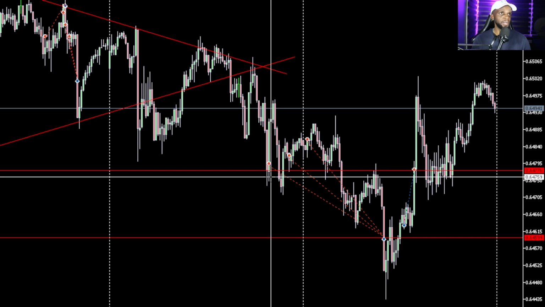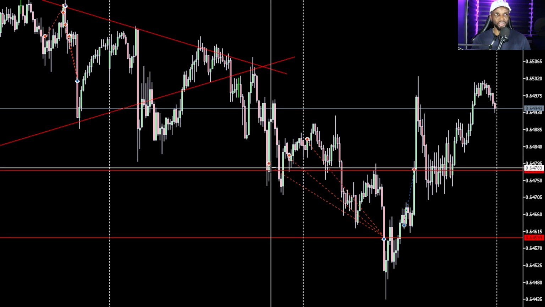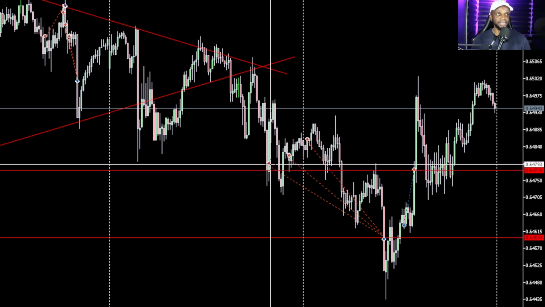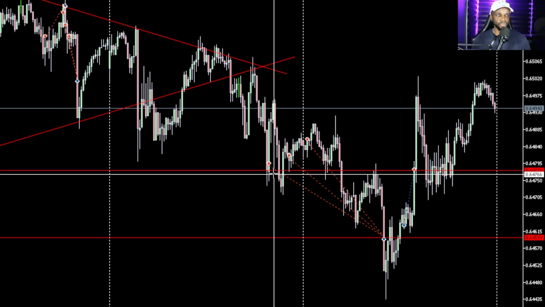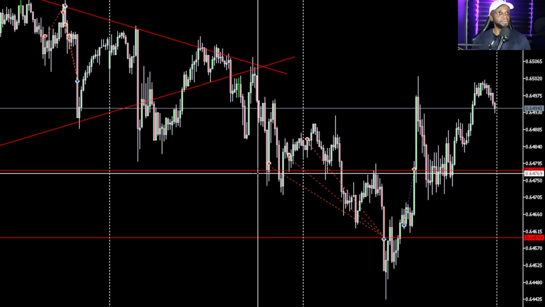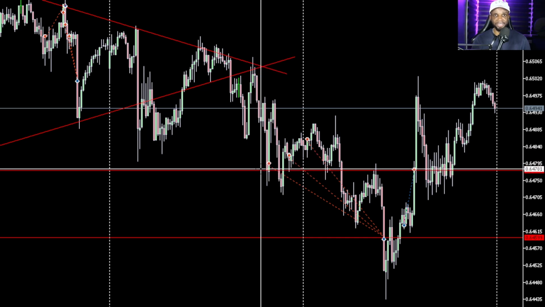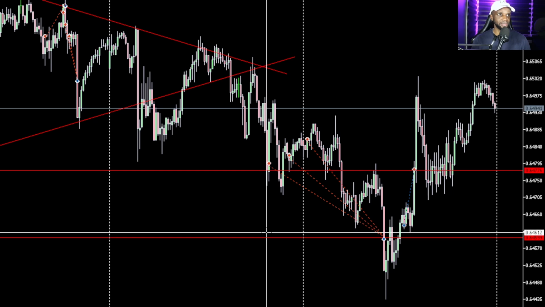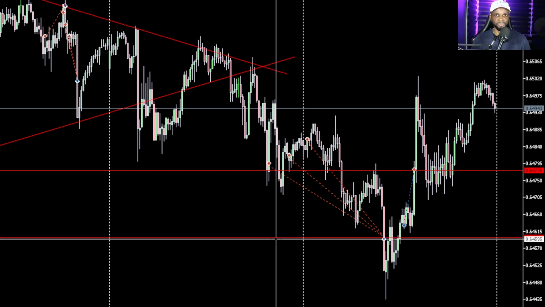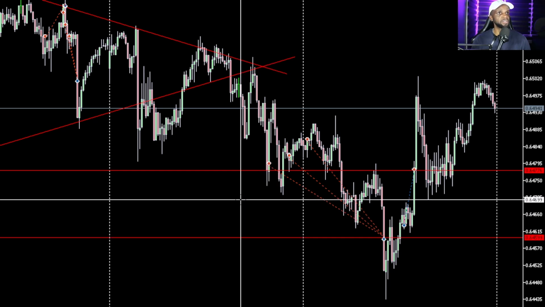So after the video, I waited for price to retrace just a little so I could get a better price, and then I entered the sell trade. And remember, I said my entry was on this red line and my exit, my take profit, was on this red line.